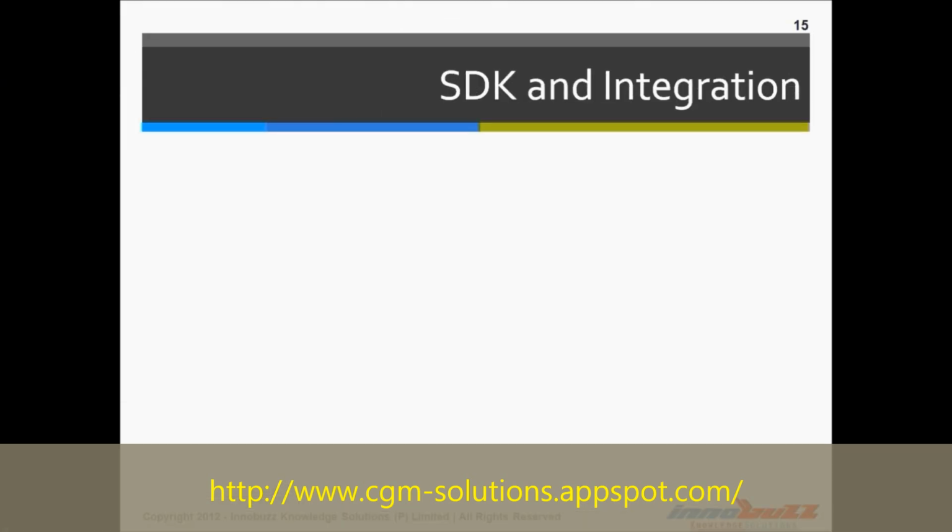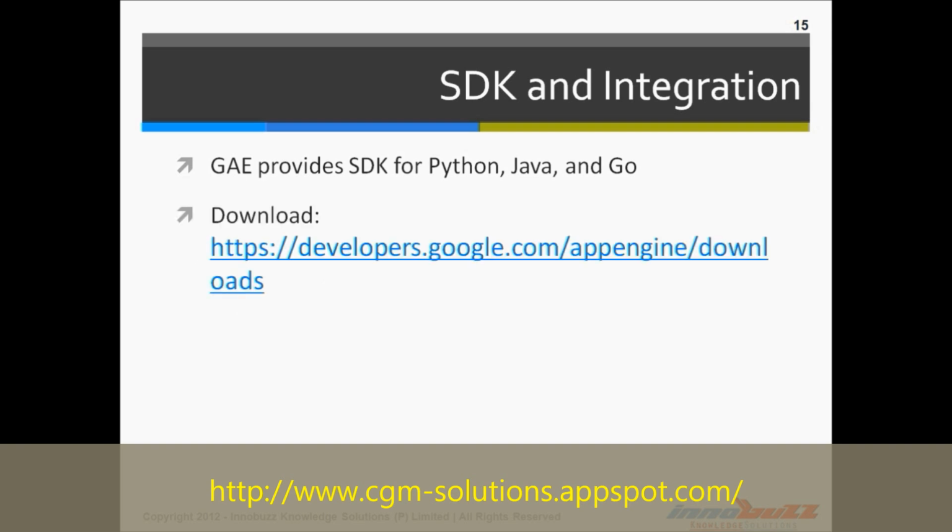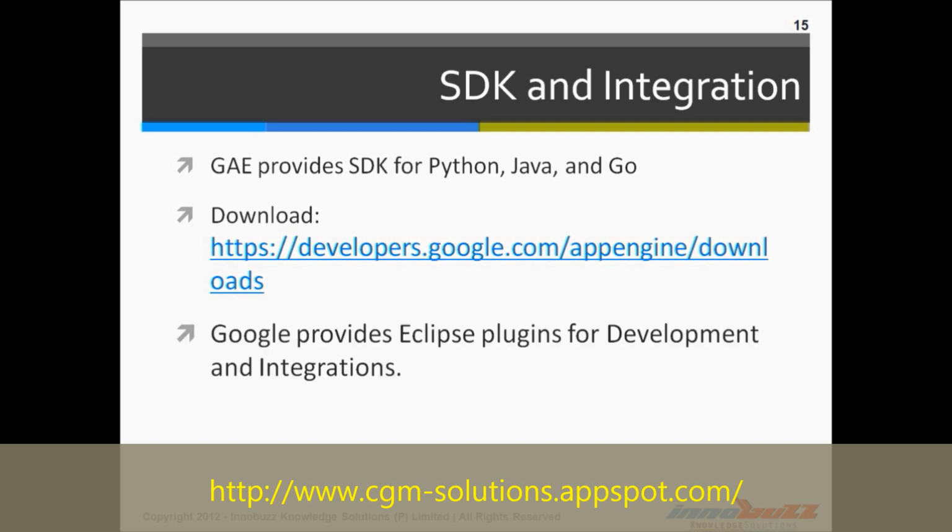The SDK and integrations. GAE provides SDKs for Python, Java, and Go environments. You can download these SDKs from developers.google.com and configure them on your local machines. It provides Eclipse plugins for development and integration to test your applications locally and for fast development. Download all the plugins from developers.google.com.